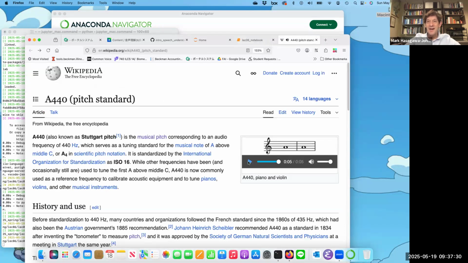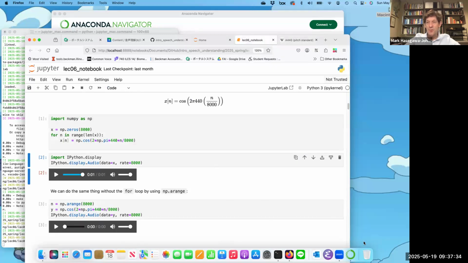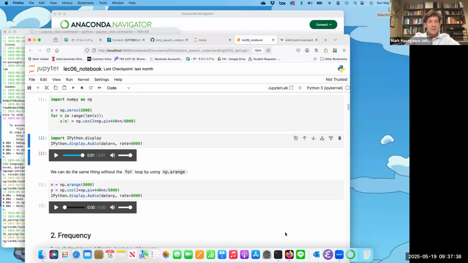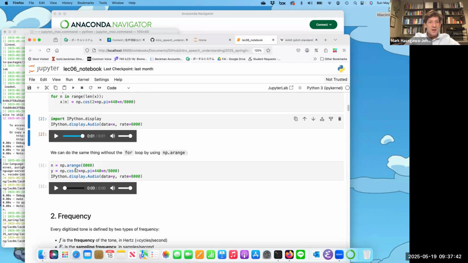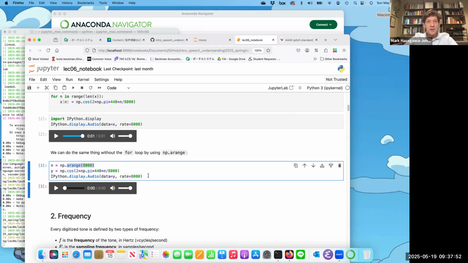So we're getting exactly that standard A note in the middle of the piano, on that A4 note, which is the middle of the piano. Notice that we can do that without the for loop by just using the arange function. This arange will create an array n, which is the array which is n samples long. So let me actually also plot it.